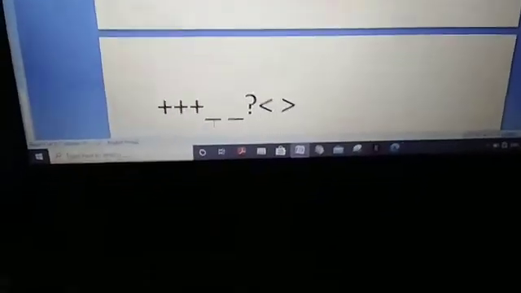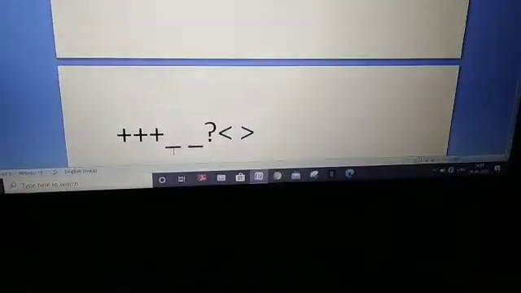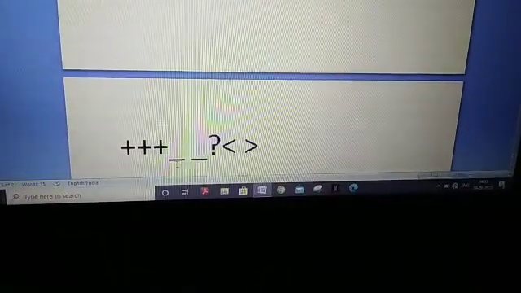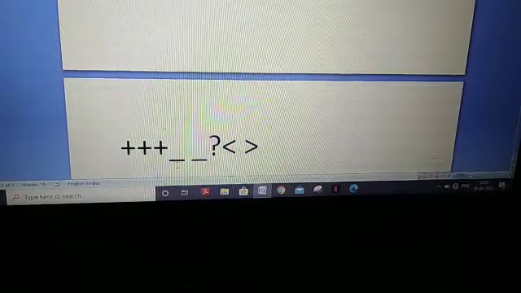Okay, so to type these upper symbols, we use the shift key. What do we use? Shift key.